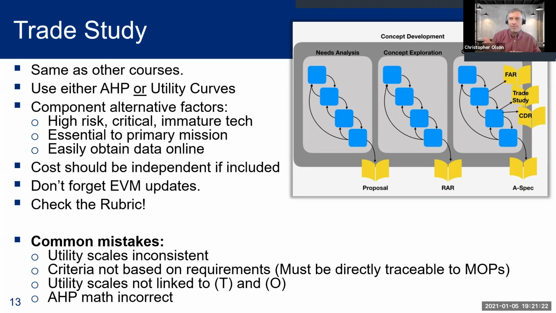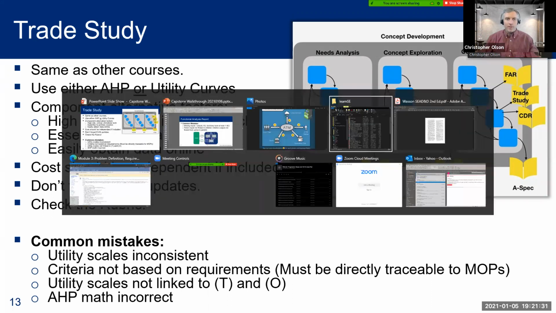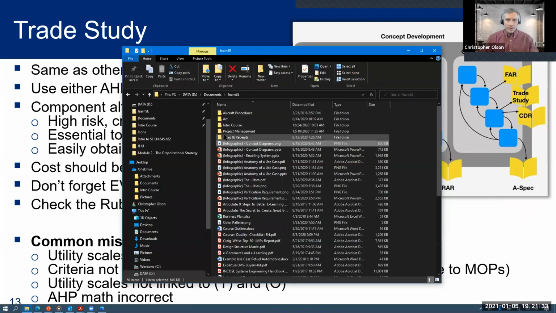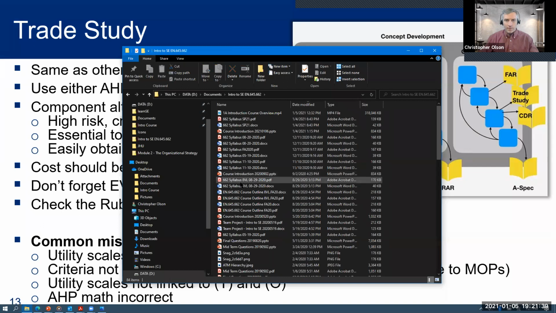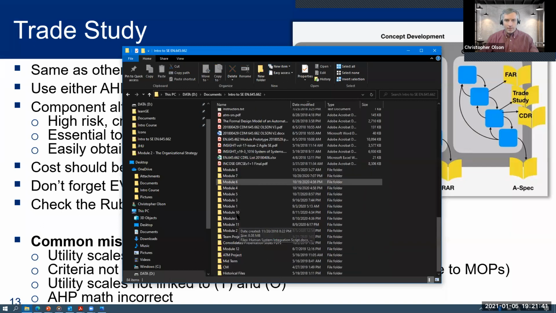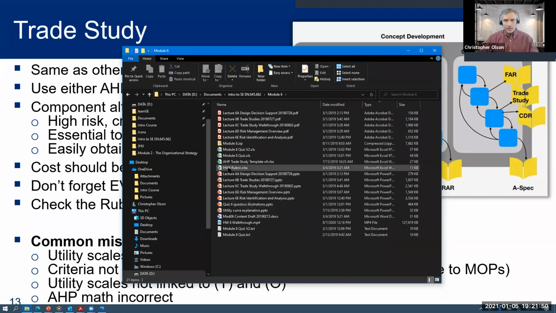Another common mistake is if you use AHP, then the math is sometimes incorrect. The way that I always check, it takes a simple glance to see that it's wrong. If you remember taking your intro course with me and I caught it, the trick of the trade, now that you're here in the capstone, is, and I'm going to show you in a second here, I think it's module 6. Homework 6. Here we go.